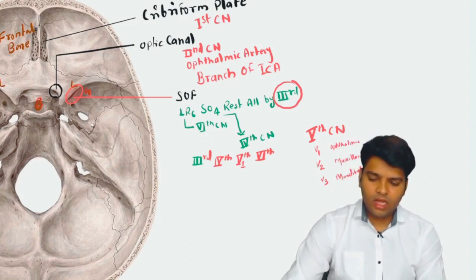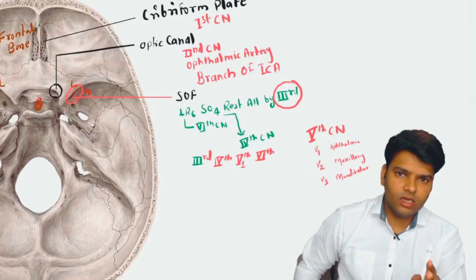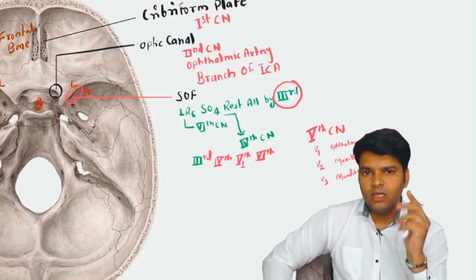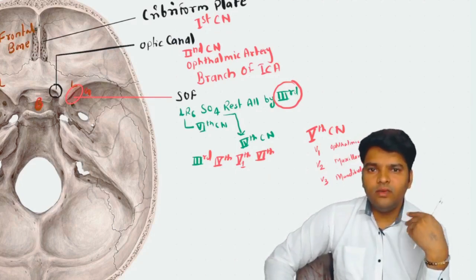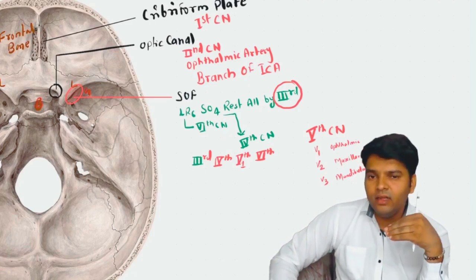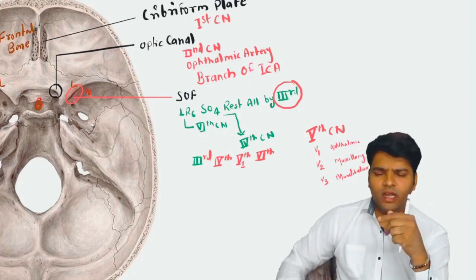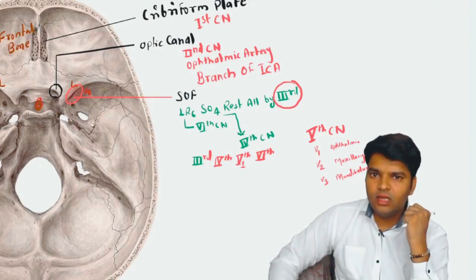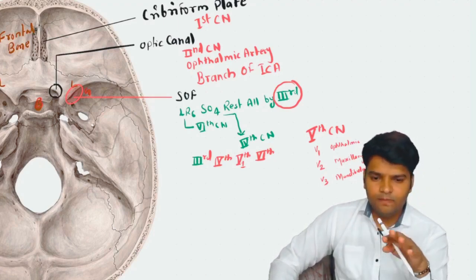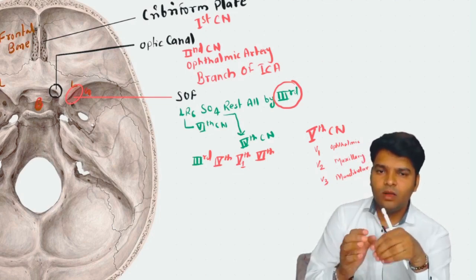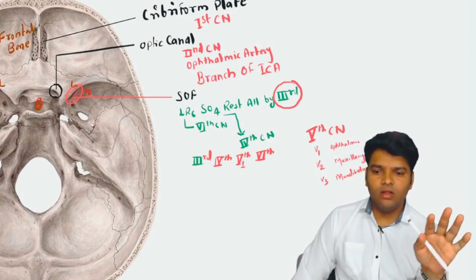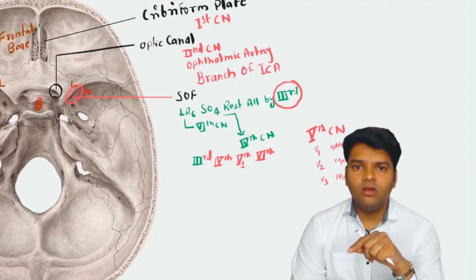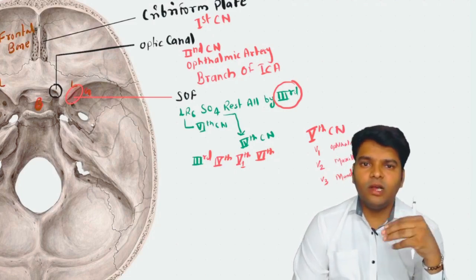Okay, and also in detail when we learn about the cranial nerves, we will learn that V1 is divided into three branches just before entering the superior orbital fissure: nasociliary, lacrimal, and frontal. When we learn about the cranial nerves in detail, we will definitely learn all these things.